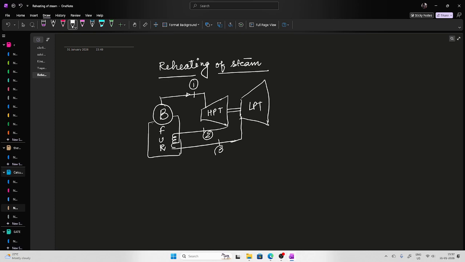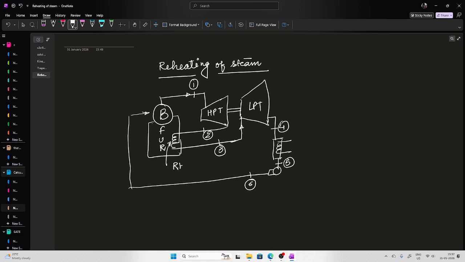So this is, let's say, state 3, and then after the expansion it is condensed, then it is pumped back to the boiler pressure, and that's it. So if this state is 4, this is 5, this one is 6. So this is your reheated Rankine cycle, and this is your reheater, RH.